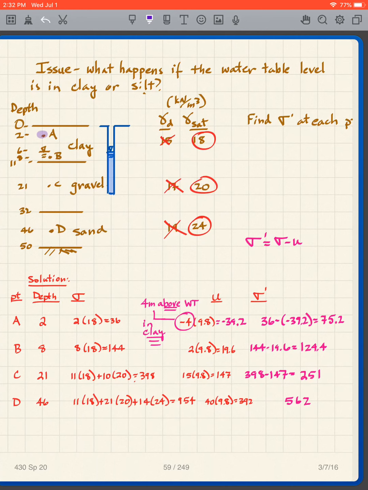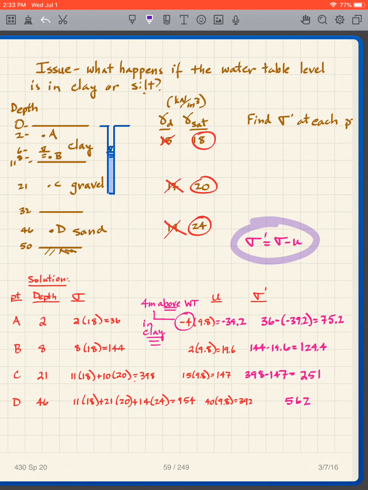So A, since it doesn't make much sense to put a piezometer here, but I'll show you how we deal with it. But point A is 4 meters above the water table. So like I say, I'm going to give you the answer, and then I will tell you why in a second. So the answer is it's above the water table, so it's negative, and it's 4 meters above the water table, so it's -4. -4 times 9.8, and I get a negative pore pressure. So my pore pressure is -39.2.